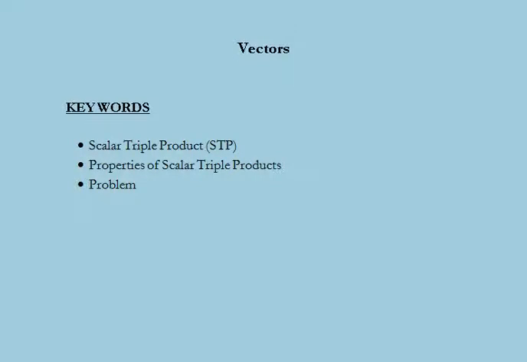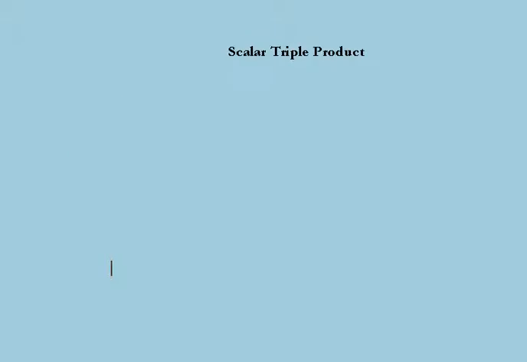Today we shall be discussing the scalar triple product. Later we are going to discuss the properties of a scalar triple product, and finally we shall conclude this lecture on vectors by discussing some numerical problems that would be based on the scalar triple product. So far we have already discussed the dot product and the vector product, and today we shall be discussing the scalar triple product.